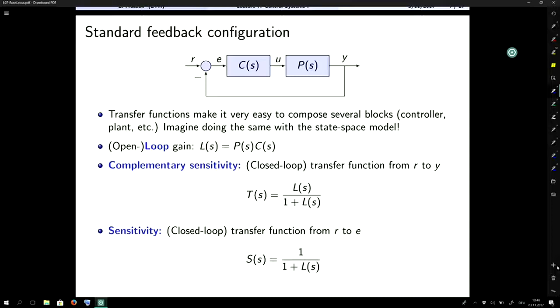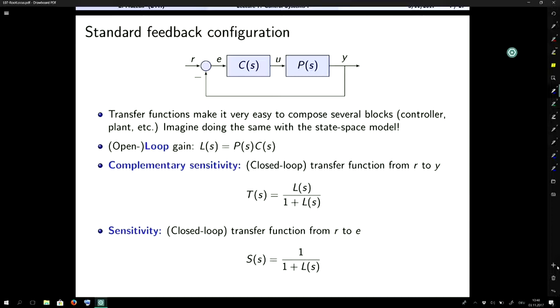This function is also called the complementary sensitivity, for whatever reason. I think of this as the closed loop transfer function, period. If you want to sound cool and impress people that you're an expert in control theory, you call it the complementary sensitivity transfer function.